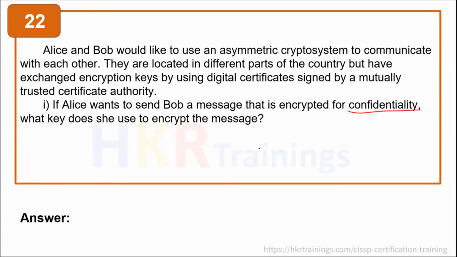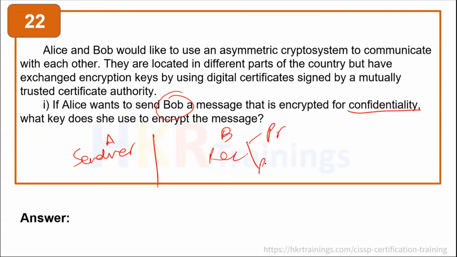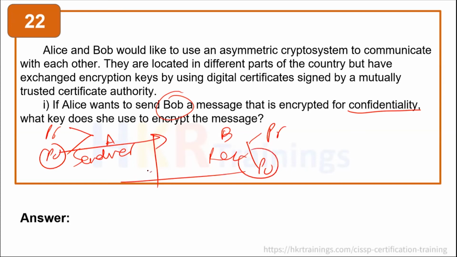In order to achieve confidentiality, Alice will use Bob's, because our sender is Alice and Bob is recipient. Okay. Bob will generate a pair, private and public, and Alice will generate also a pair, private and public. This public key can be safely given to Bob, and this public key can safely be given to Alice.